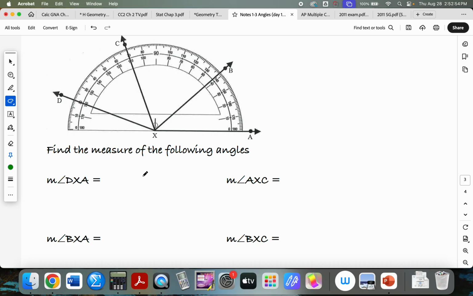We're on a different page. Notice there's two different scales on this. There's an inside scale and there's an outside scale. One of the cool things about this is, for each problem, you can pick whichever one you want. It does not matter. So let's look at the measure of angle DXA. I'm going to make this a little bit bigger.